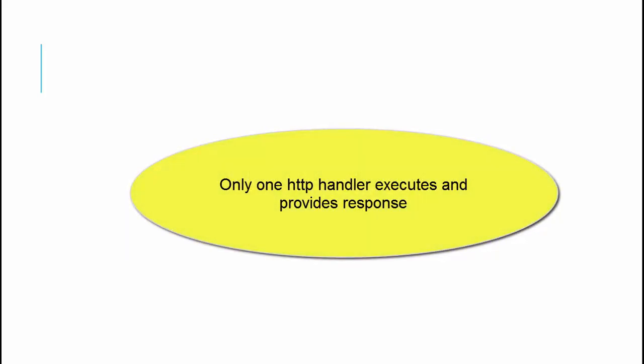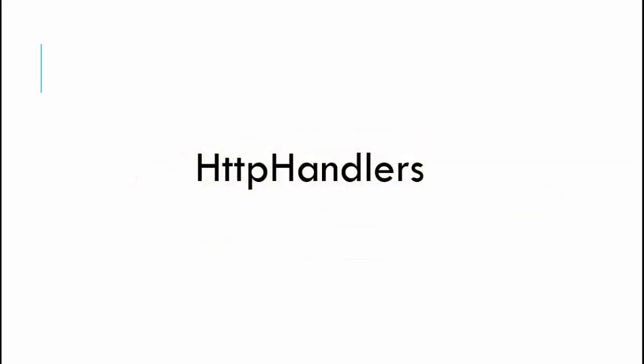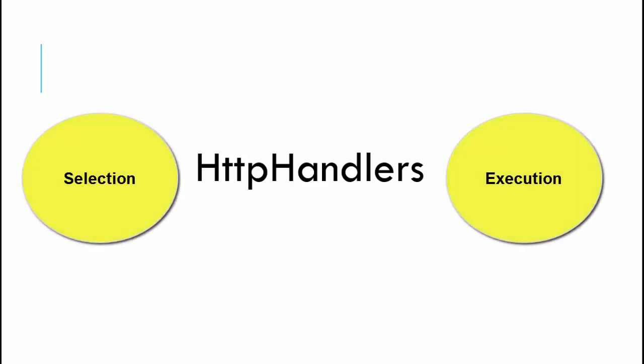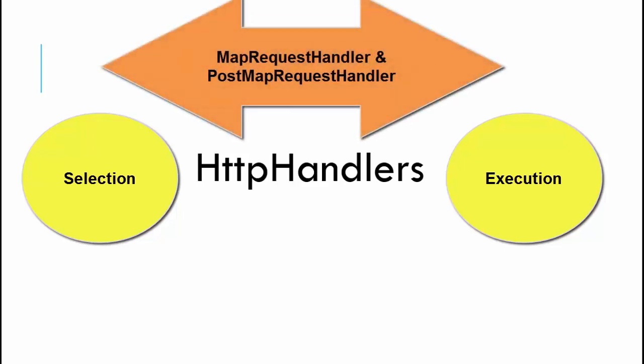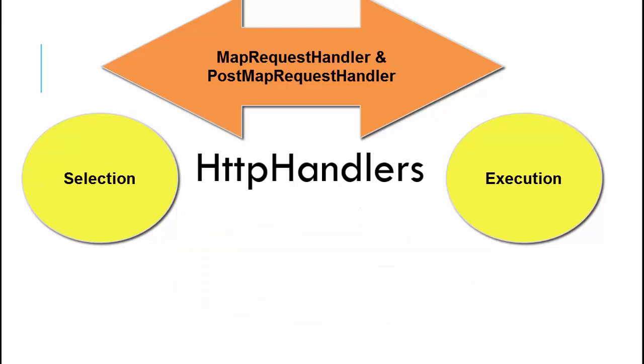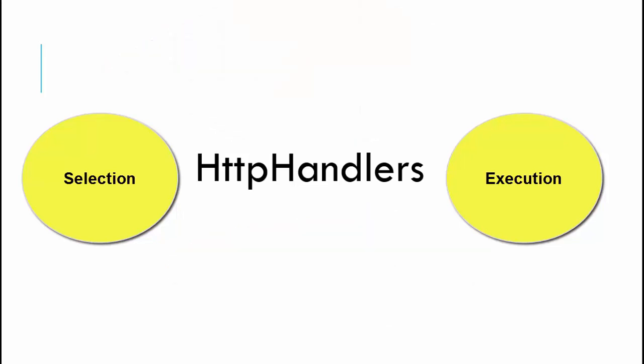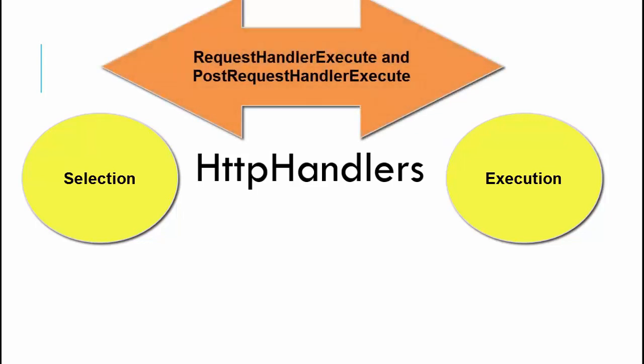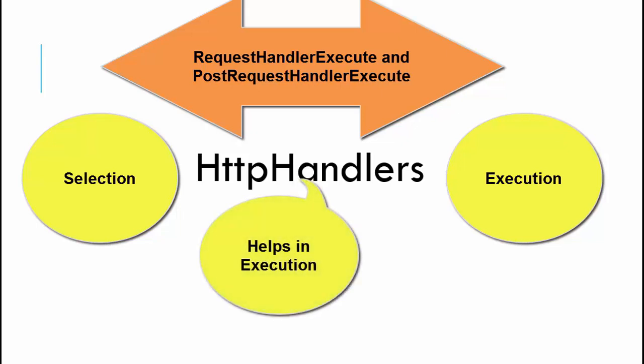As far as HTTP handlers are concerned, there are two phases that happen. The first phase is the selection and the second phase is the execution. The MapRequestHandler and PostMapRequestHandler are the events in the lifecycle which determine the HTTP handlers responsible for executing the request. In this phase, only selection happens. As far as the execution is concerned, we have RequestHandlerExecute and PostRequestHandlerExecute, which are there in the lifecycle events to help us execute the HTTP handlers which we determined earlier.